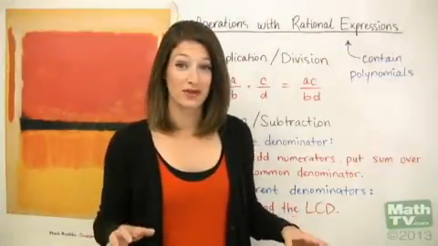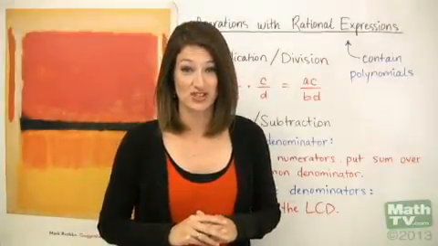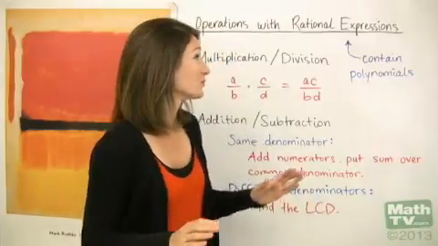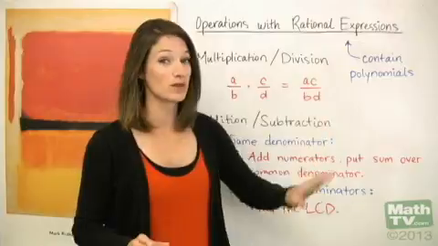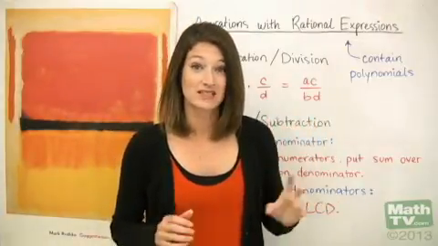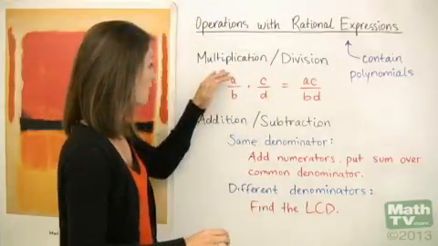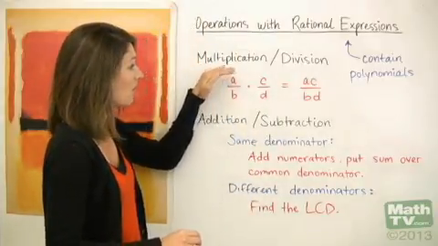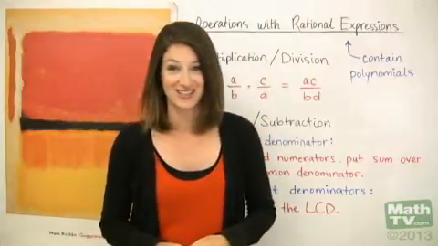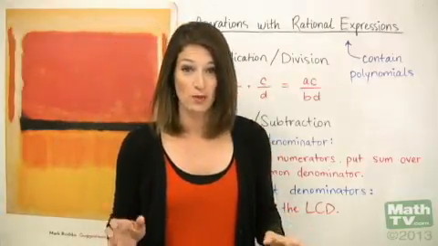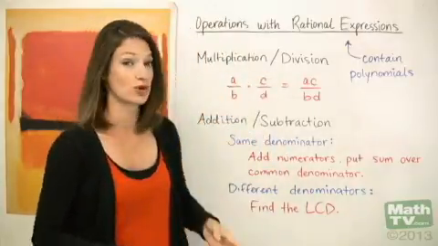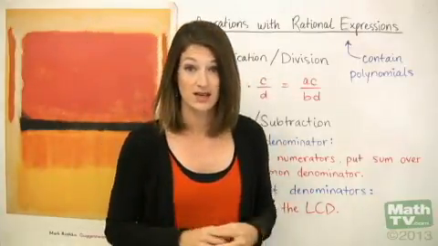Now that you've become familiar with reducing rational expressions to lowest terms, let's walk through some operations. To review, a rational expression is similar to a fraction except the numerator and/or the denominator contain a polynomial. The operations you'll work through in this section are multiplication and division, as well as addition and subtraction. The rules you're familiar with when working with fractions in order to multiply, divide, add, or subtract those fractions apply here as well.